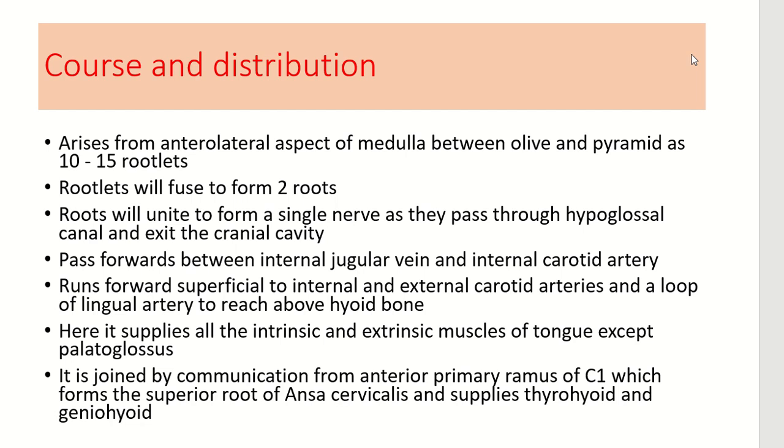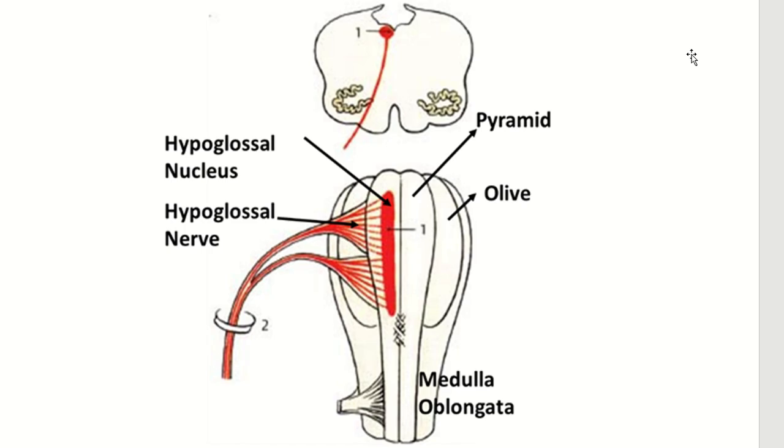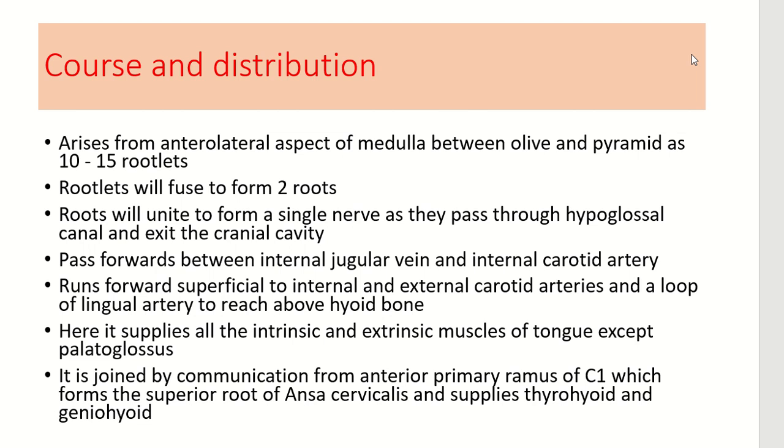Coming to the course and distribution, the hypoglossal nerve arises from the anterolateral aspect of the medulla between the olive and the pyramid as 10 to 15 rootlets, and these rootlets fuse to give rise to two roots. In this image, you can see from the hypoglossal nucleus there are a lot of rootlets, 10 to 15 rootlets, coming out between the olive and the pyramid, and you can see that these rootlets are fusing to form two roots. After formation, these roots unite to form a single nerve as they pass through the hypoglossal canal, through which they exit the cranial cavity.